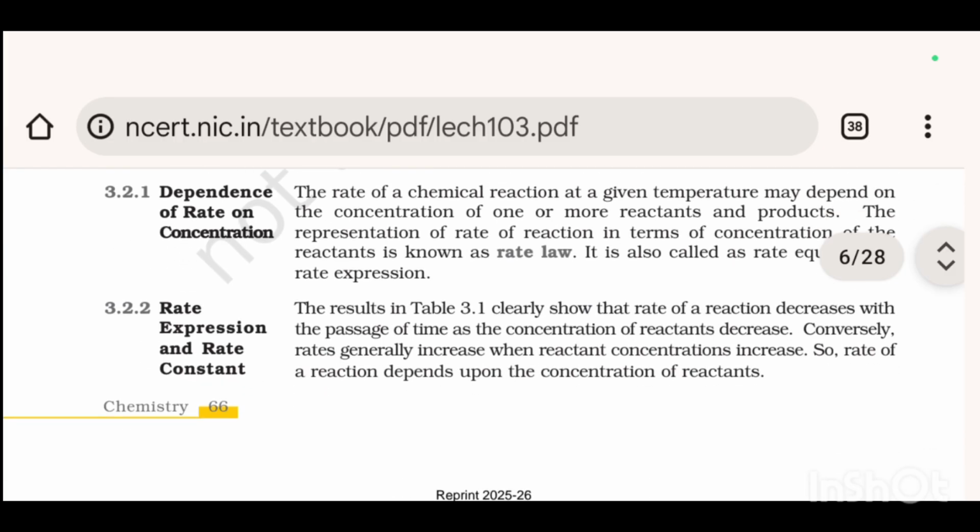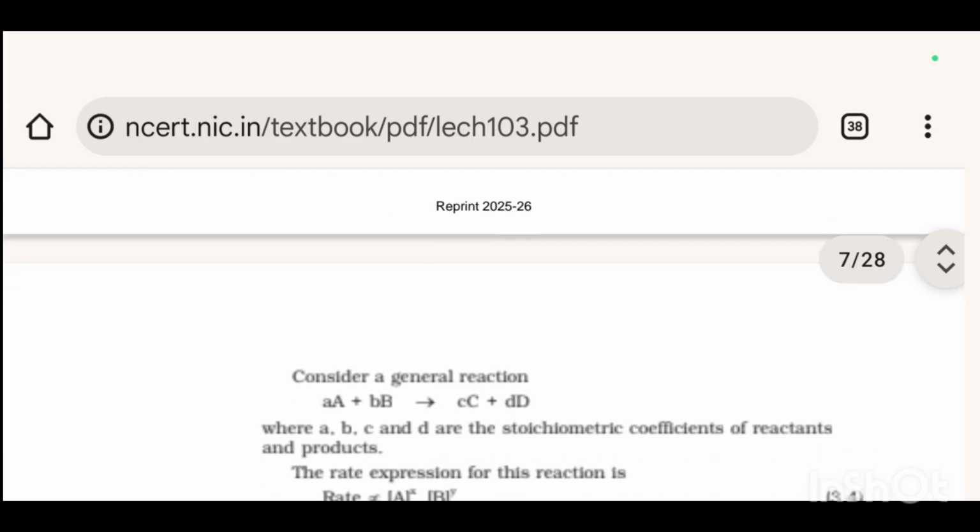Rate expression and rate constant. The result in table 3.1 clearly shows that rate of reaction decreases with the passage of time as the concentration of reactant decreases. Conversely, rate generally increases when reactant concentration increases, so rate of a reaction depends upon the concentration of reactant. Consider a general equation aA plus bB equals cC plus dD, where a, b, c and d are the stoichiometric coefficients of reactants and products.